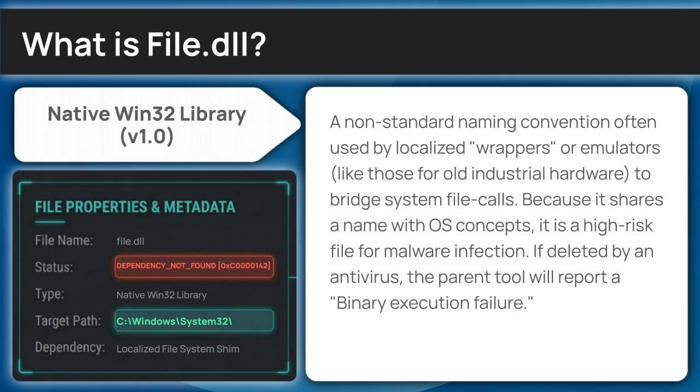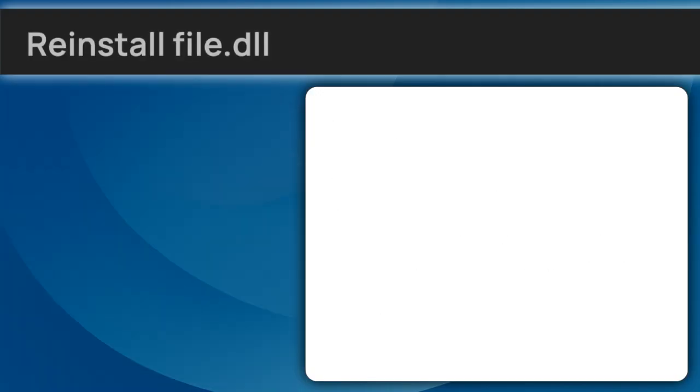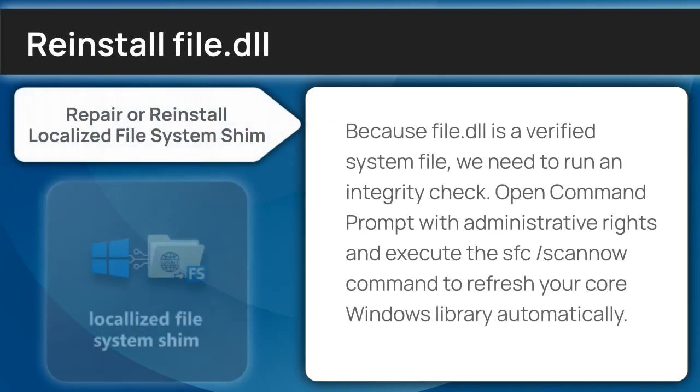Now that you have the context, let's move into the repair process with a fresh installation. Because File Library DLL is a verified system file, we need to run an integrity check. Open command prompt with administrative rights, and execute the sfc /scannow command to refresh your core Windows library automatically.